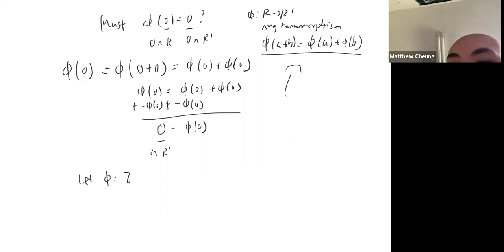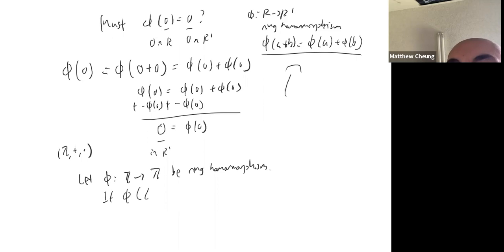Let phi be from Z to Z, so this is from integers to integers, be a ring homomorphism. Normally if they don't write the binary operations, it's implied it's the actual plus and actual times. So the question is, let's work with this. If phi of 8 is 16, what is phi of minus 8?